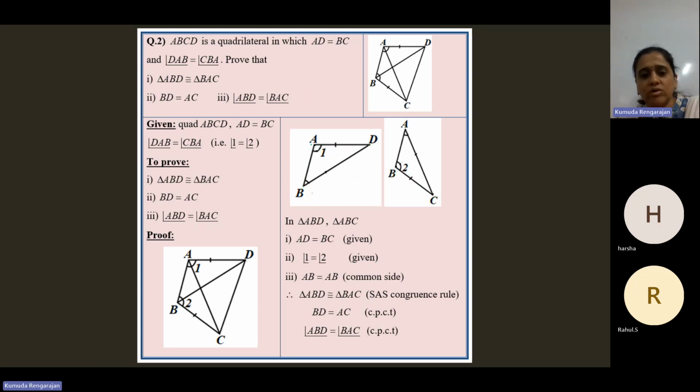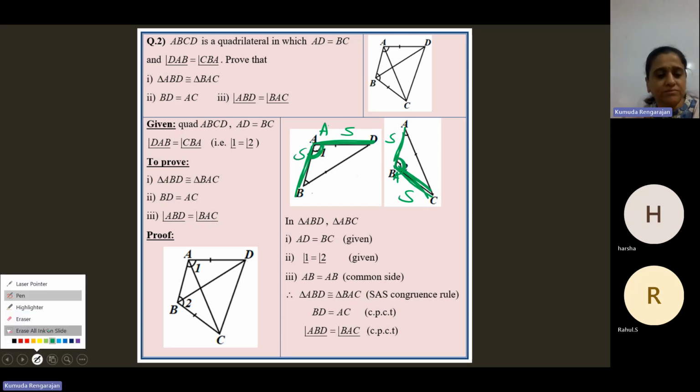Now you're going to mention all these three things. You write AB is equal to AB. That is your S. Then you write angle 1 is equal to angle 2. That is your A. Then you write AD is equal to BC, given. That is your S. SAS: two sides and the included angle, so the triangles are congruent. All right, so CPCT.